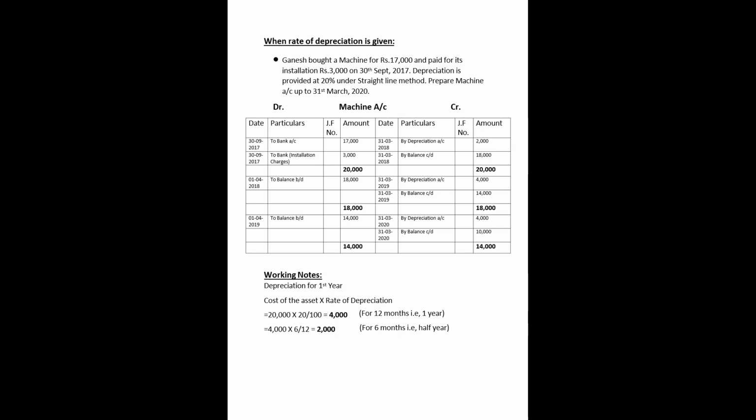And then for third year we should mention the balance brought down amount, calculate the depreciation for third year, and balance carried on amount. For this balance carried on amount 10,000 will be your answer, since it was mentioned that we need to prepare machinery account up to 31st March 2020. So we have prepared this account.